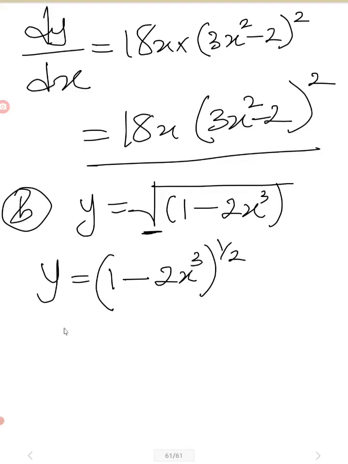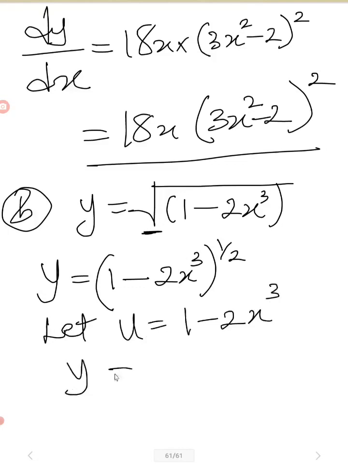Thereby, you now say, let our u be 1 minus 2x cubed. That is the u. Our y will be u raised to power half. We are now obeying the two functions. What do you now do? You differentiate the u with respect to x. You differentiate y with respect to u. You now obey the chain rule. Let's start.